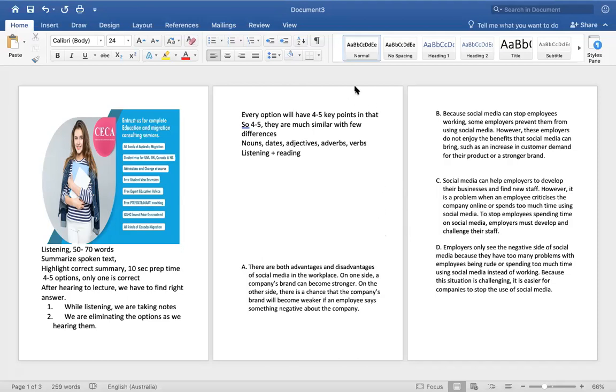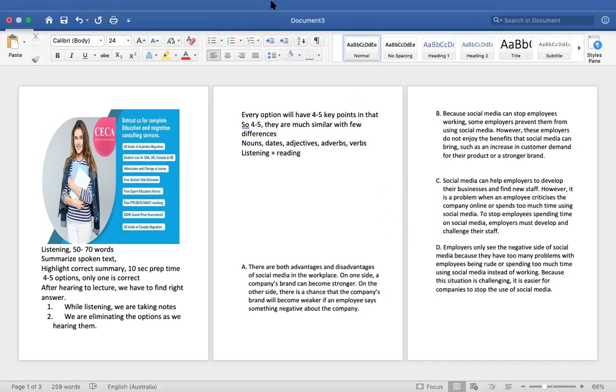All right. Okay. So the right answer here is C. Social media can help employers to develop their business and find new staff. However, it is a problem when an employer. You have to see which option has everything mentioned in the lecture from A to Z, the main things they have said in the lecture. So the option you select should obviously be a summary of what you are hearing. And a summary is whatever the main key notes discussed in there.